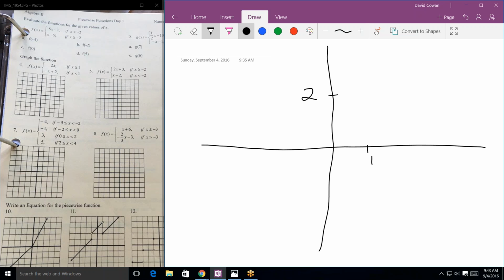So what point on the number line am I interested in for number 5? -2.